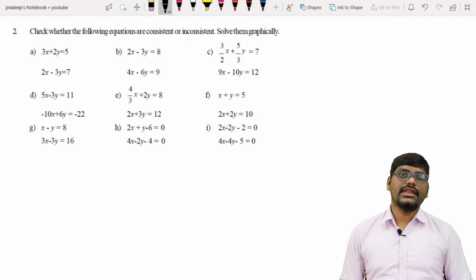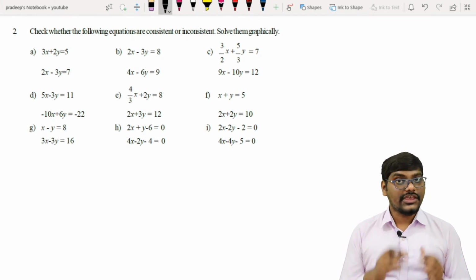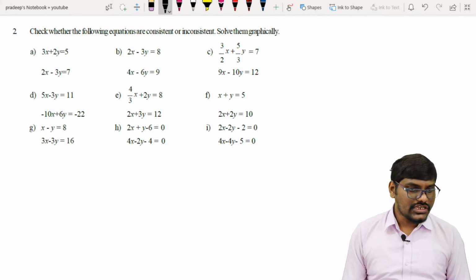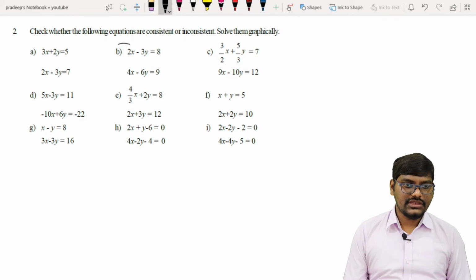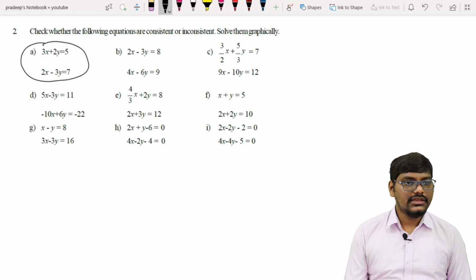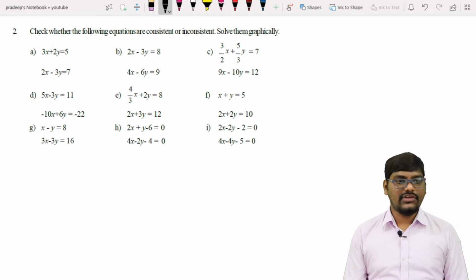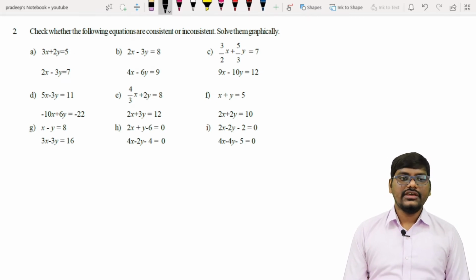Today we are going to see pair of linear equations in two variables, exercise 1, question number 2. In question number 2 there are about 9 questions you could see here, but today we are seeing question B. Question A is already solved, I'll give you the link in the description, you can go and watch that. Question A is intersecting lines.